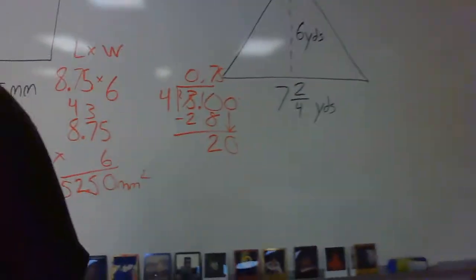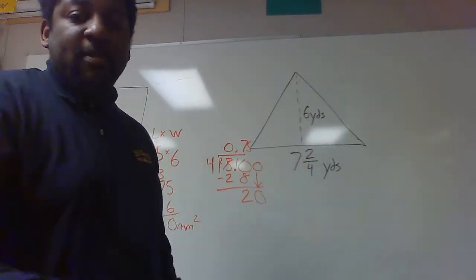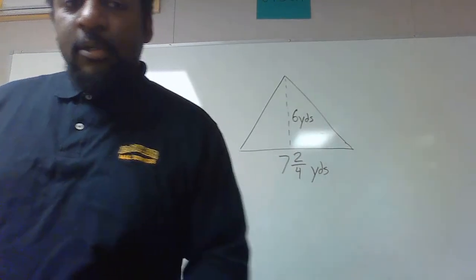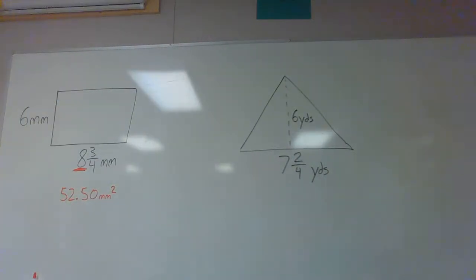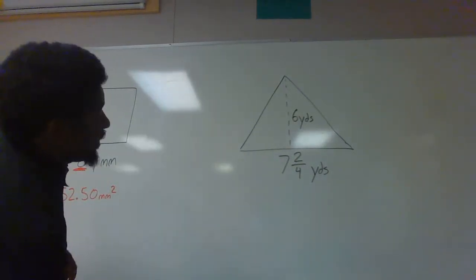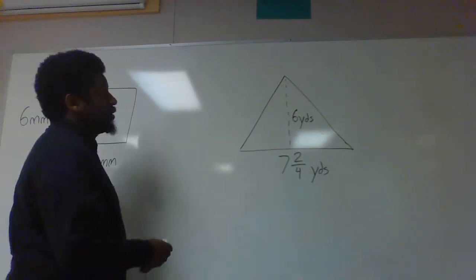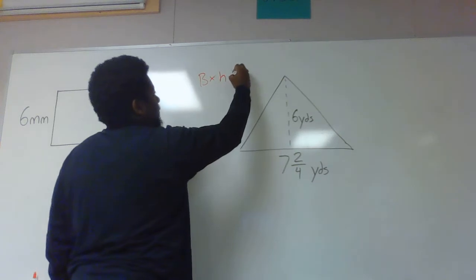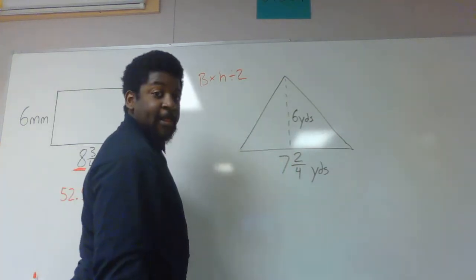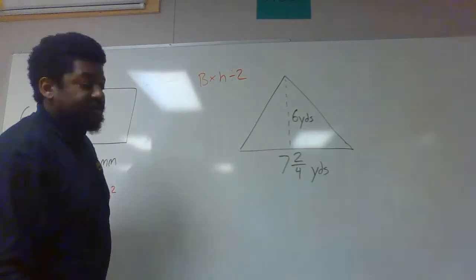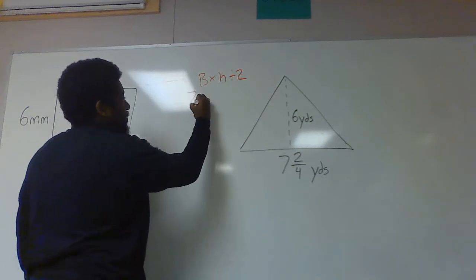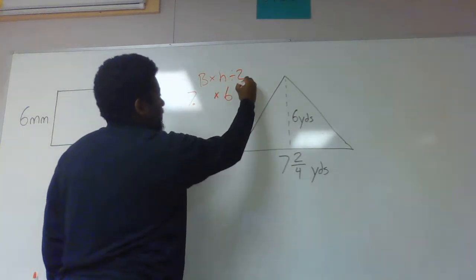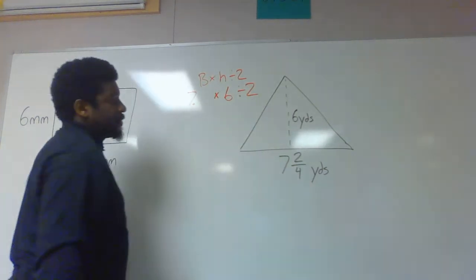Last problem I want to show you. I'm going to erase all this red stuff, though, before I do this next problem. That way it's not crowding my board. All right, and this last one works the exact same way. This is a triangle, which is base times height divided by 2. My base is 7 2/4. So my base is 7 point something times 6 divided by 2.